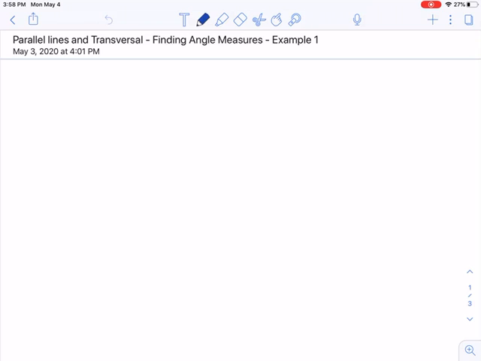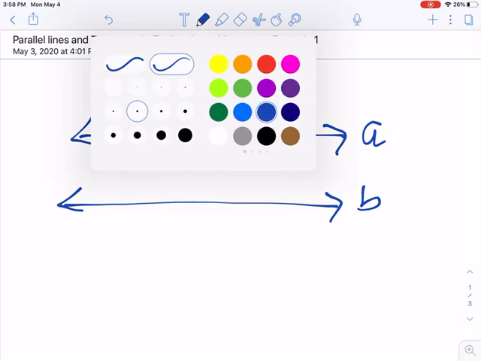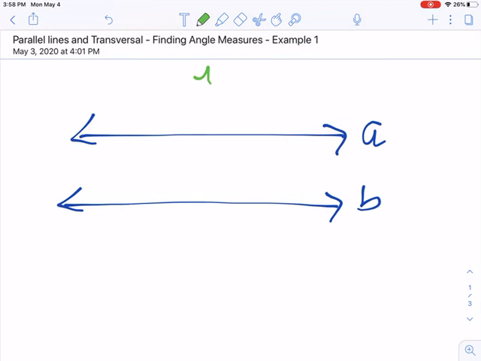So I'm going to draw my parallel lines. Let me take line A is parallel to line B, and then my transversal, we'll call transversal C. Let me change this transversal a little bit. So the transversal will be C.